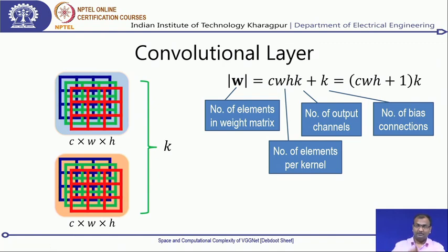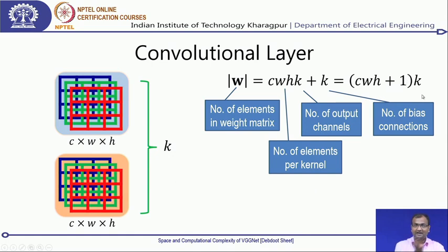Now, along with each of these kernels there is also a bias connection present, and this bias connection is unique to each of these channels. So there are k bias connections, each associated with one of the k channels. That makes this (CWH plus 1) into k.